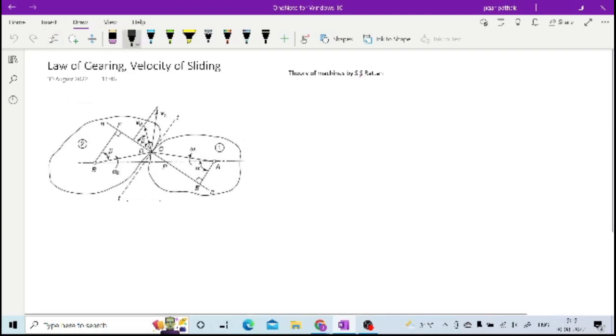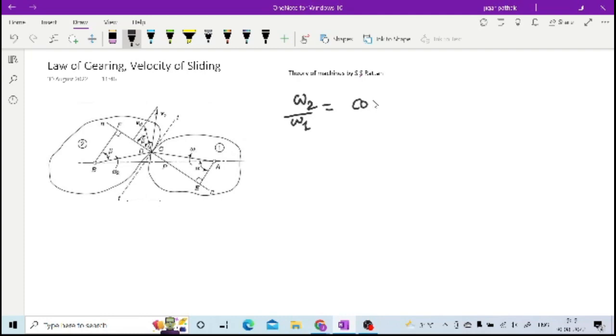Now if we go to the law of gearing, what it says is, whenever you are using this gear drive, your velocity ratio omega 2 by omega 1 will remain constant all the time. That is why we use this gear drive, to have exact transmission of motion with exact velocity ratio. So what the law of gearing states is, whenever the gear is in operation, the common normal must pass through the pitch point. Here P is the pitch point.